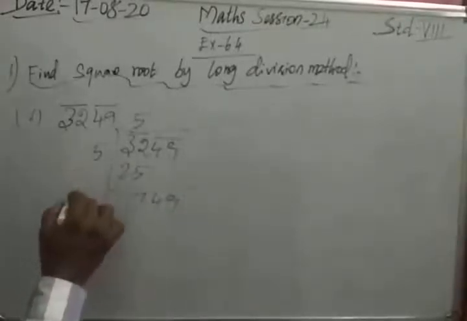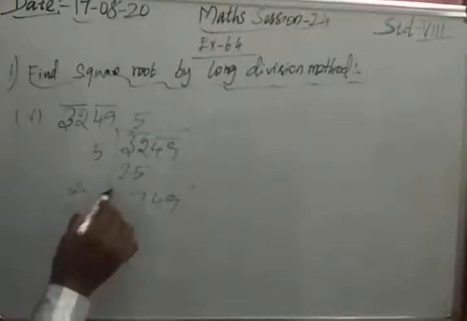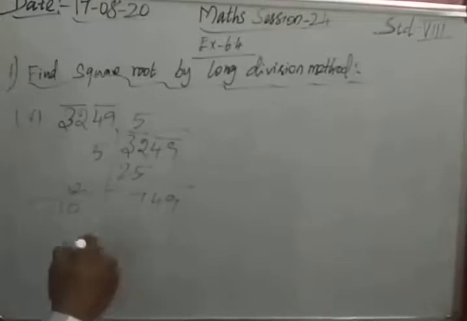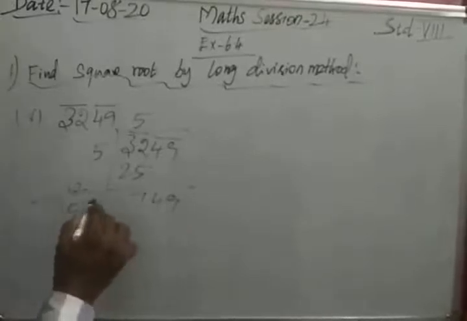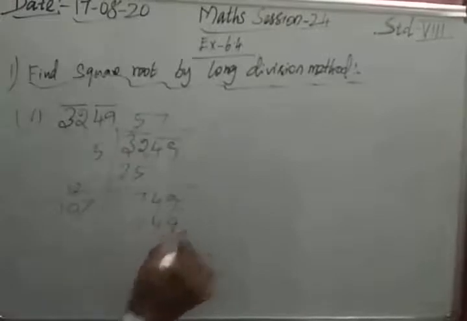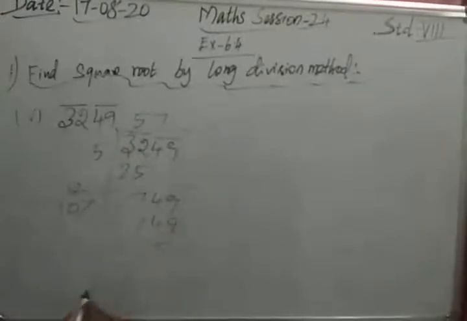When we are multiplying this one by 2, we will get 10. Ending number 49, which is finishing, means compulsory 7 will be there. So 107 into 7, that is 749. So 0. So we can give the value 3249 root value is equal to 57. Okay. Next.